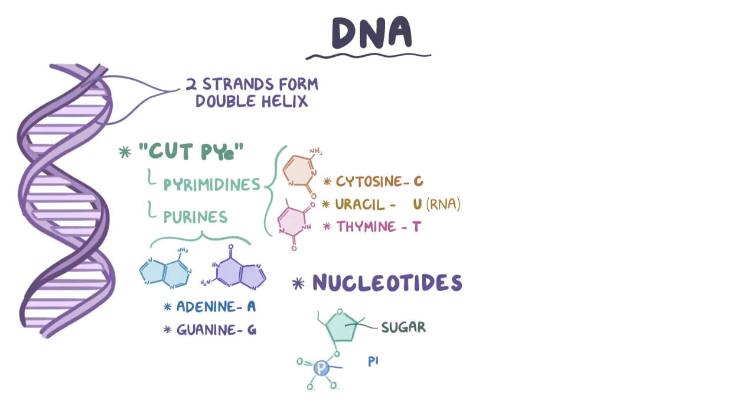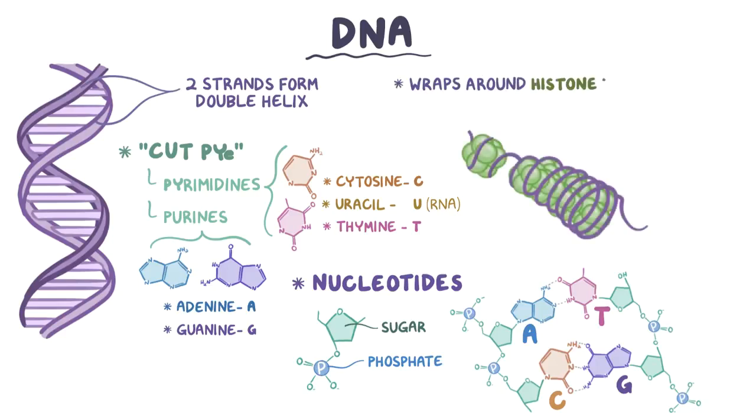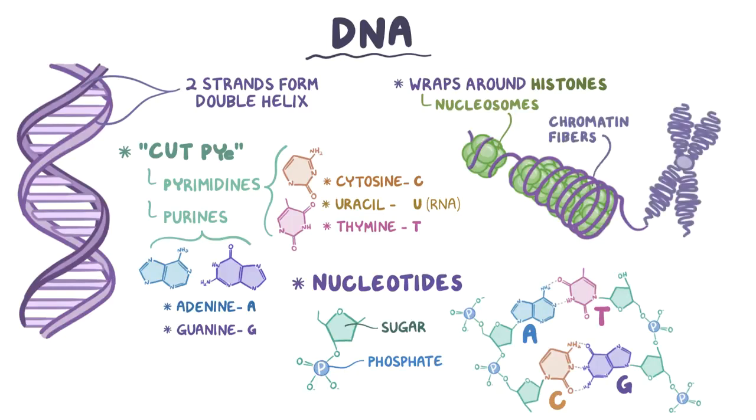Nucleotides have sugar and phosphate groups which form the sugar-phosphate backbone of DNA. Nucleotides on opposite strands form hydrogen bonds to keep 2 strands together. A binds with T, and C binds with G. DNA wraps around histones to form nucleosomes. Then the nucleosomes condense to form chromatin fibers. And finally, chromatin condenses to form 46 chromosomes.